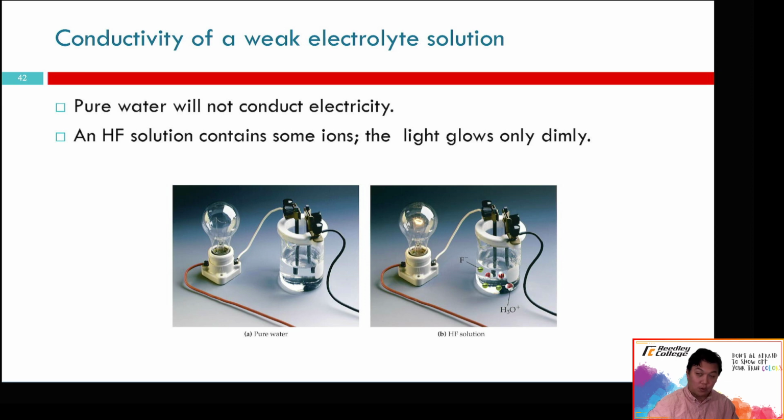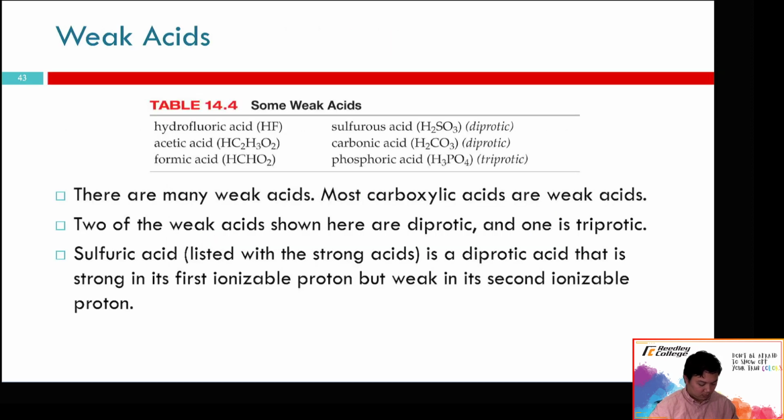So again, pure water doesn't conduct electricity, but if we have a weak acid solution, our light glows only dimly, because we have fewer ions present in our electrolyte solution. It's a weak electrolyte. Fewer ions to transport the electrons from the cathode to the anode. Don't worry too much about the cathode and anode terms.